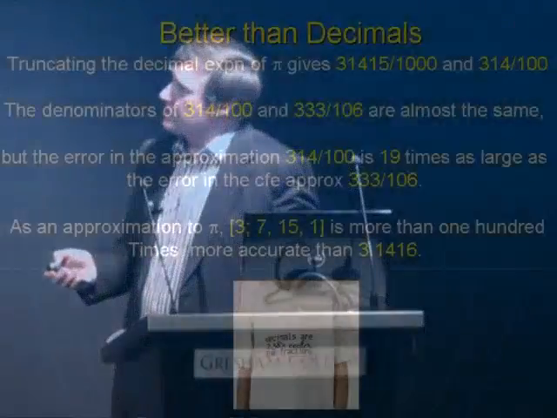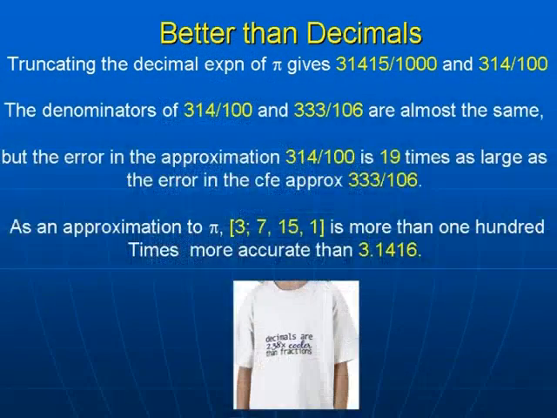So let's just compare what's happening here with decimals. Suppose you take the decimal expansion of pi up to 4 decimal places, 3.1415, okay? So if you cut that off at that point, you would be getting an approximation to pi that looked like that, or if you cut at 2 places, like that.